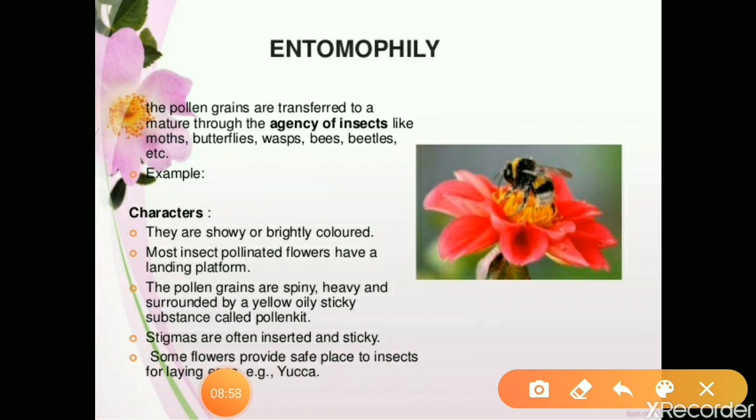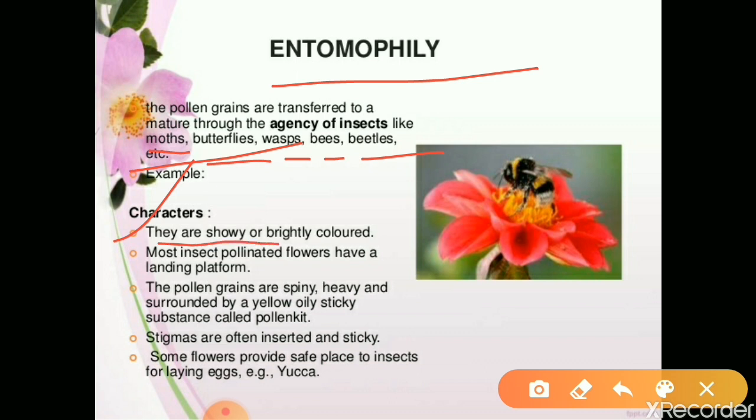Next we can learn entomophily. What is entomophily? The pollination which takes place by the help of insects like moths, butterflies, wasps, bees, beetles, etc. Such a pollination we can call as entomophily. Next we can learn what are the characteristic features of entomophilous flowers. First character, they are showy or brightly colored. These flowers have colorful petals, so they are showy in nature.